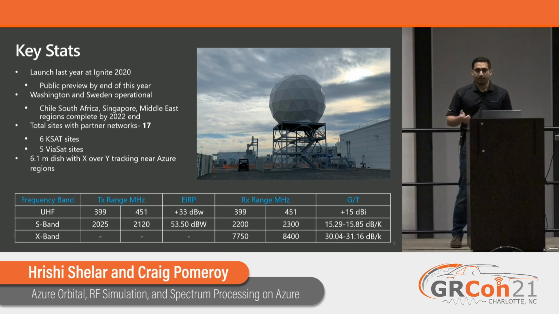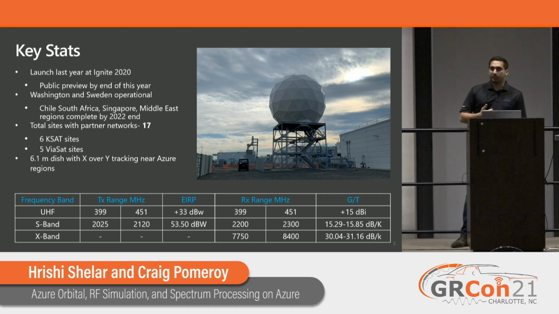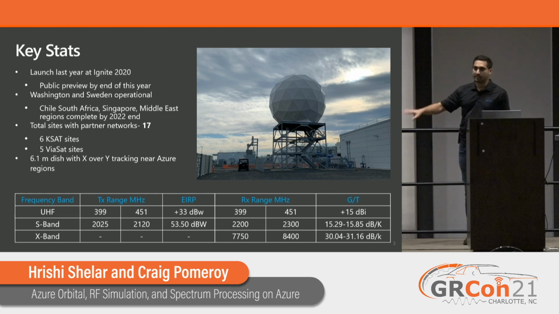And I think yesterday I mentioned that we have a huge virtual RF focus. Our dishes are 6.1 meters in size, X-over tracking, so we don't have a keyhole problem if you're familiar with how LEO tracking goes. And those are the bands that we have right there at the bottom, UHF, S, and X band. And those bands are particularly chosen to be the EO bands.